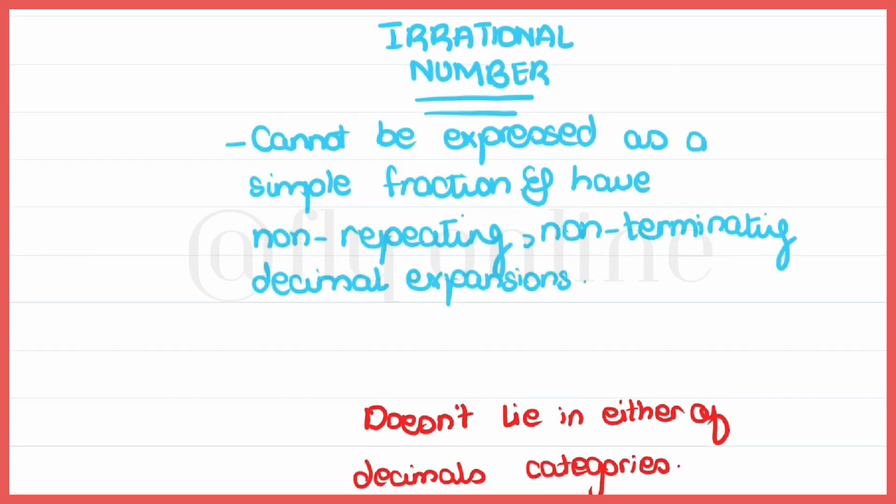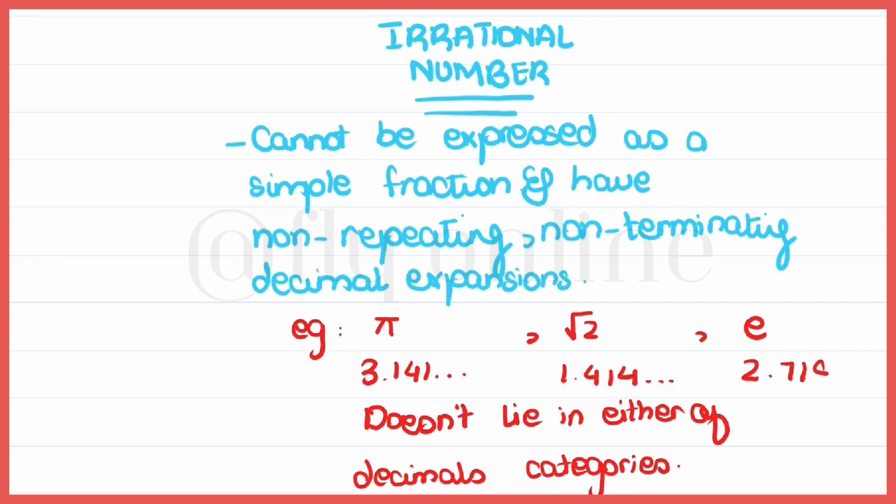After our rational numbers, we have our irrational numbers. Irrational numbers are numbers that cannot be expressed as a simple fraction or a ratio of integers. The examples included pi. We all know pi is 3.141, and so on. We have under root 2, that is 1.414, and more. We have our Euler's number, that is 2.718.